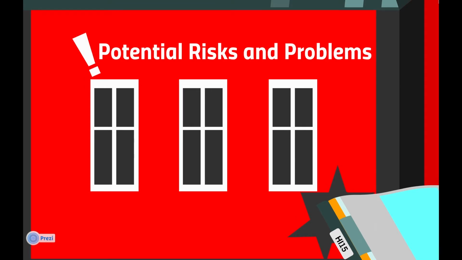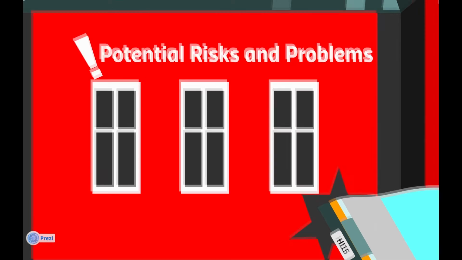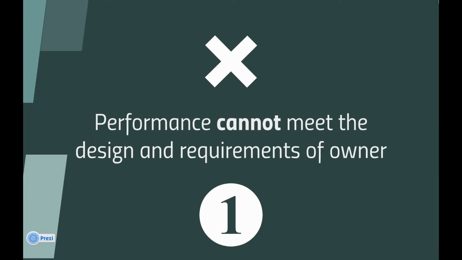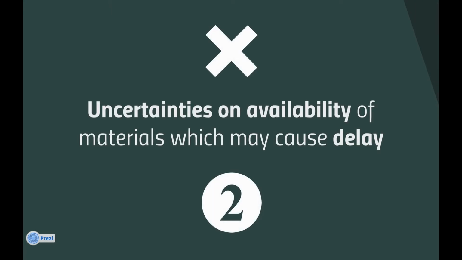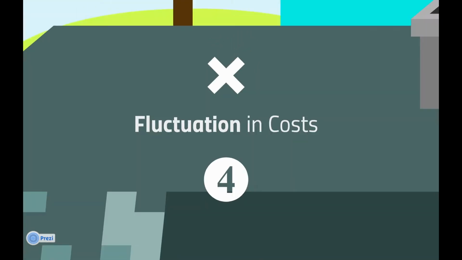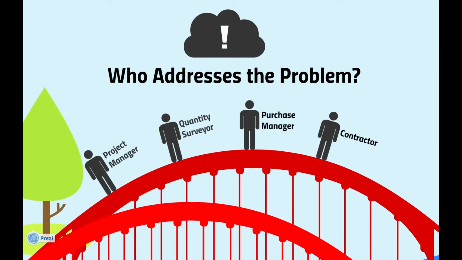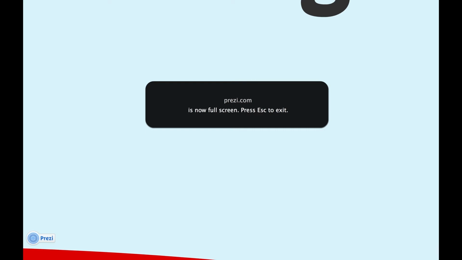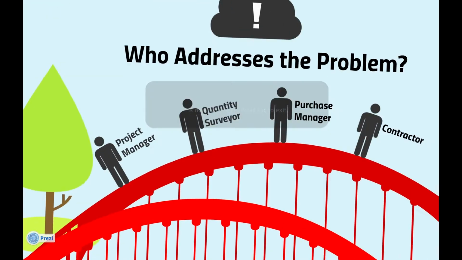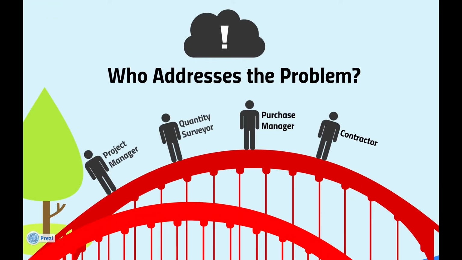Here comes the potential risks and problems of the project. The potential risks and problems of the project include performance not meeting the design and requirements of the owner, uncertainties on availability of materials which may cause delay, conflicts between stakeholders, and fluctuation in costs. The people who address the problems include the project manager, quantity surveyor, purchase manager, and contractor.